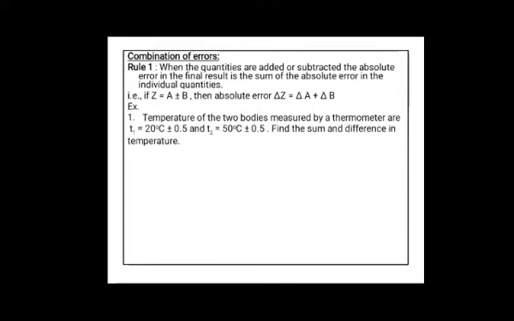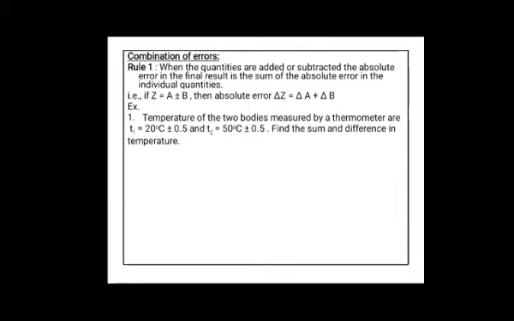Now let us take one example so that you can clearly understand rule 1. Temperature of two bodies measured by a thermometer are T1 is equal to 20 degrees centigrade plus or minus 0.5. What is this 0.5? It is error in the measurement. And second temperature, that is T2 is equal to 50 degrees centigrade plus or minus 0.5. Find the sum and difference in temperature. So I have to find out the difference as well as the sum in the temperature.